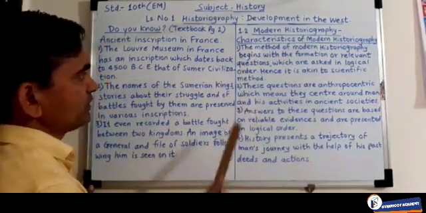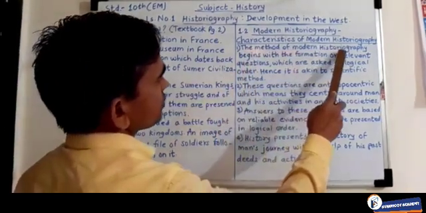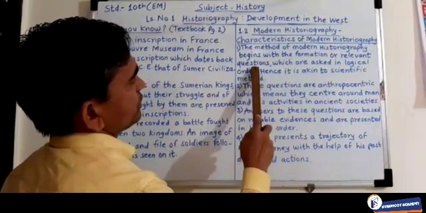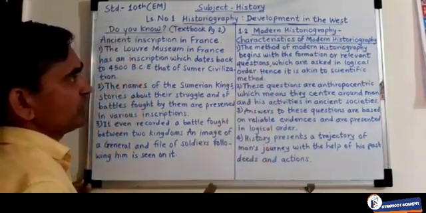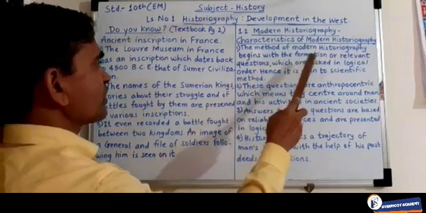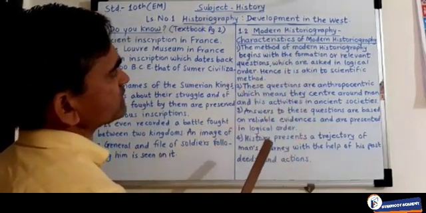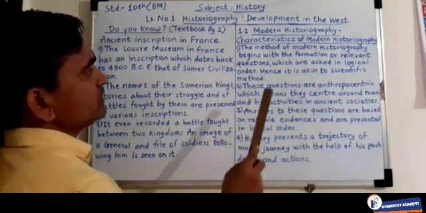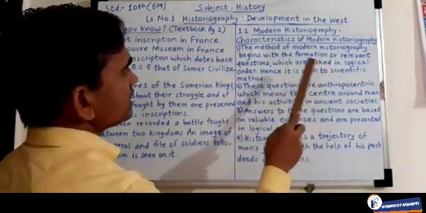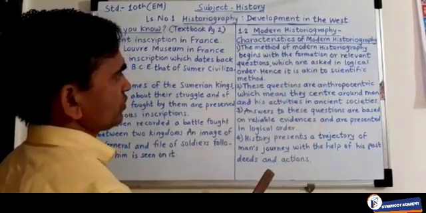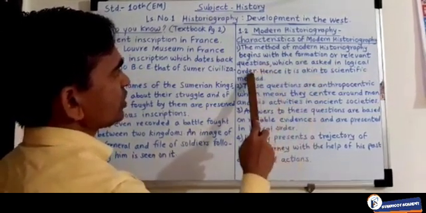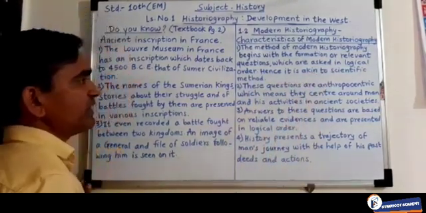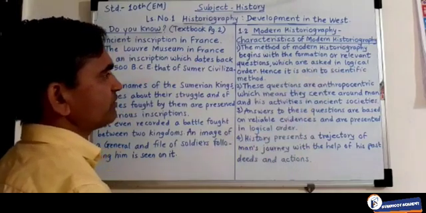The first one: the method of modern historiography begins with the formation of relevant questions which are asked in logical order. These questions are relevant to modern historiography, and they are asked in logical order. Hence, it is akin to the scientific method, meaning it is related to the scientific method.